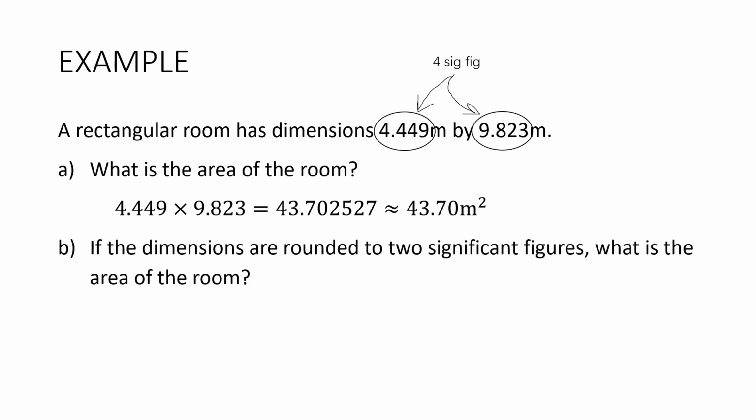Now suppose we round the dimensions to 2 significant figures. Then what will be the area of the room? So we're going to do 4.4 multiplied by 9.8. So that gives us 43.12, but this time we're going to round to 2 significant figures, which is approximately 43 metres squared. Now you can probably see that a certain amount of error has crept in here because we've rounded, and that's going to be the topic of our third lesson.